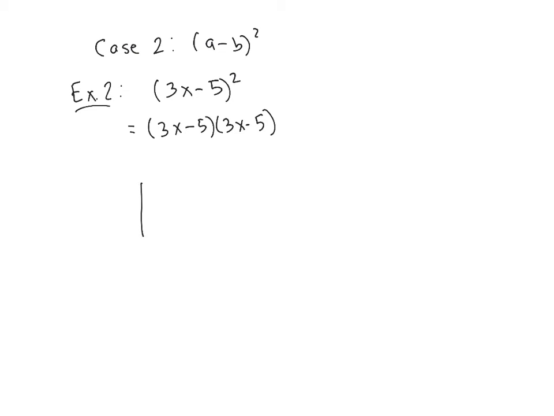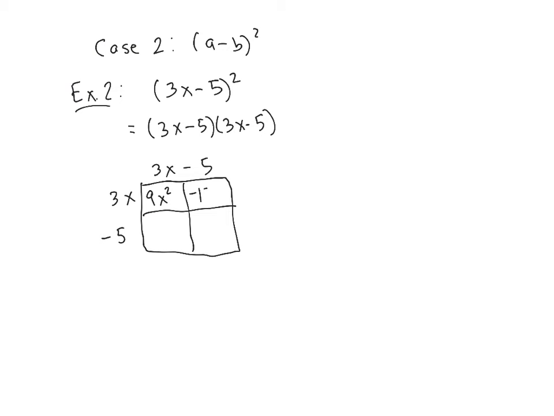And again, all of these are going to be 2 by 2s, 2 terms by 2 terms, so I can draw a 2 by 2 box. (3x - 5) times (3x - 5). Top left corner, 3x times 3x. 3 times 3 is 9, x times x is x squared. Top right, 3x times a minus 5 is a minus 15x. Bottom left, negative 5 times 3x is a negative 15x. And bottom right, negative 5 times negative 5 is a plus 25.